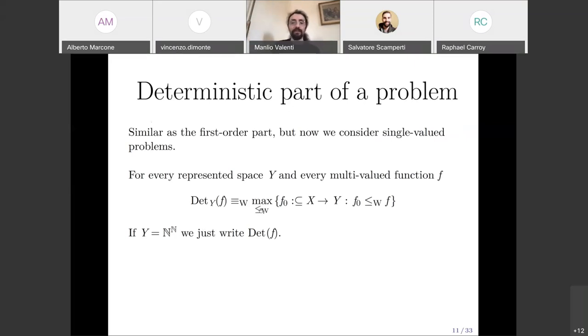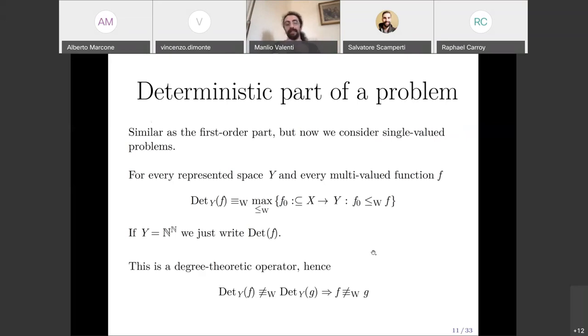So again, it is well defined. First of all, it is a max, not a sup, and it's degree theoretic. And therefore, again, the idea is the same: if two problems have different deterministic parts, they cannot be equivalent. Just as an additional convenience, we will drop the subscript in case we talk about the Baire space, but this is just because we will mainly focus on the Baire space here.